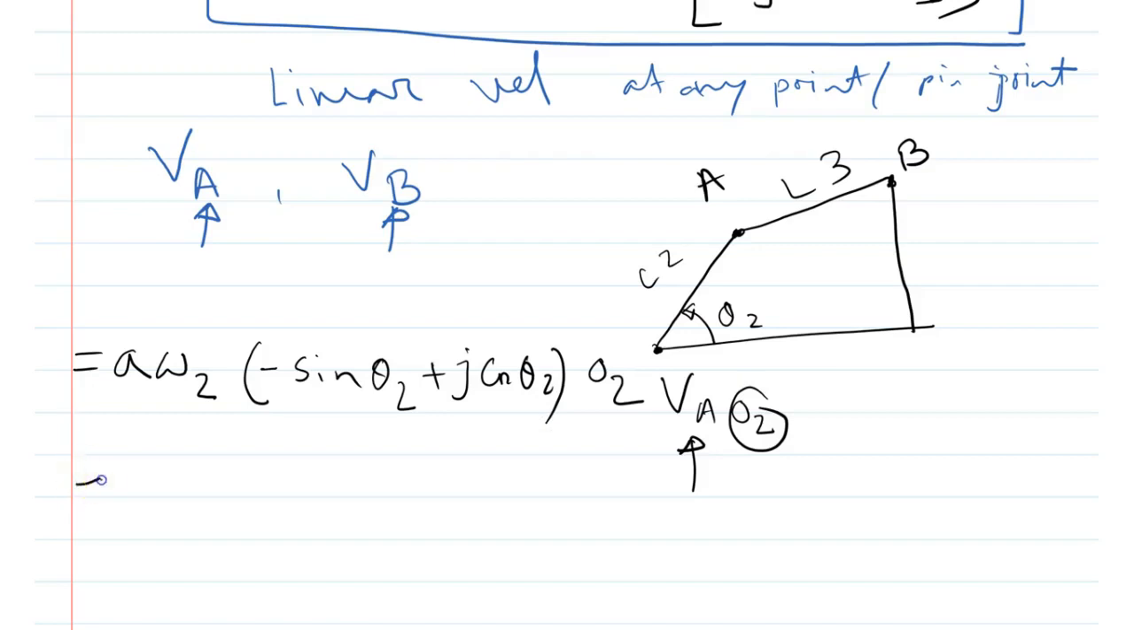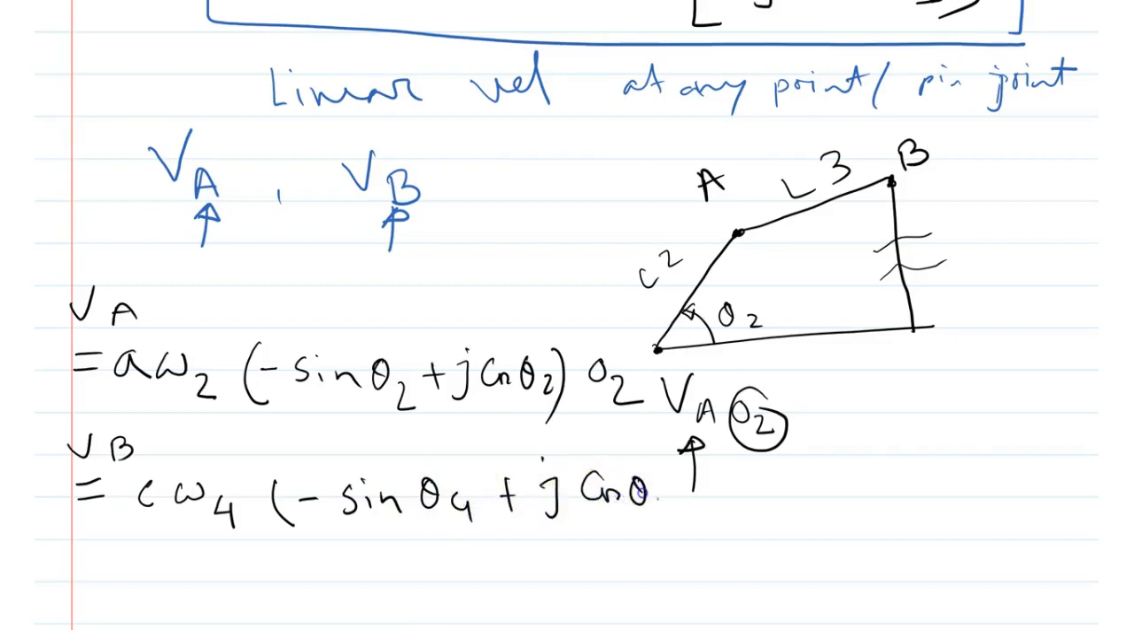And for VB, it would be related to link 4. So all the dimensions will be relevant to the output link. So the length of the link is C, the angular velocity of that link is omega 4, times negative sine theta 4 plus j cos theta 4. So at this stage we know all these values. So once we put all these values, we should be able to get VA and VB in terms of complex numbers.